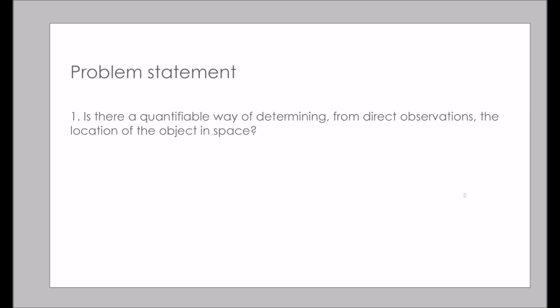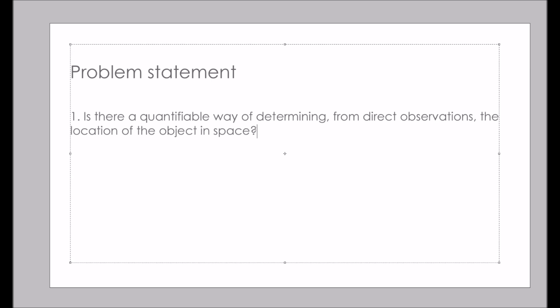I wrote it out as a problem statement. Is there a quantifiable way of determining from direct observations the location of the object in space? Do you think there is or is not? That's my first question to you. Do you think there is or is not?